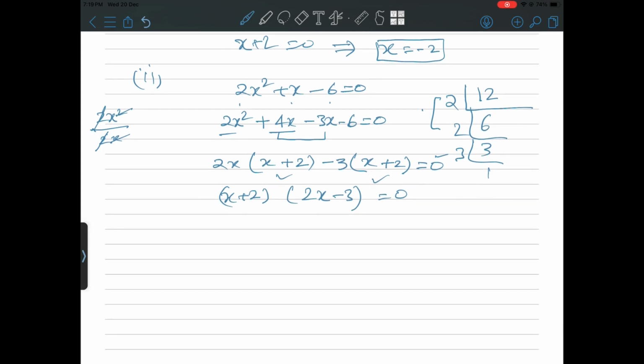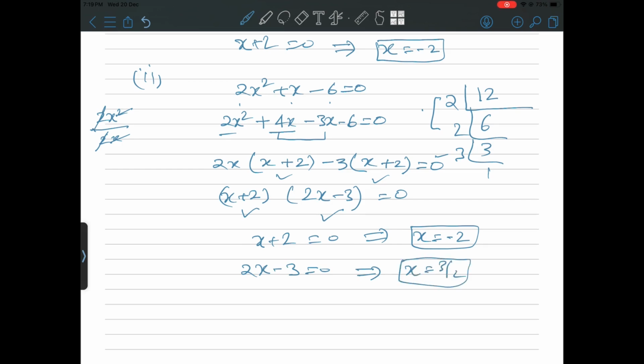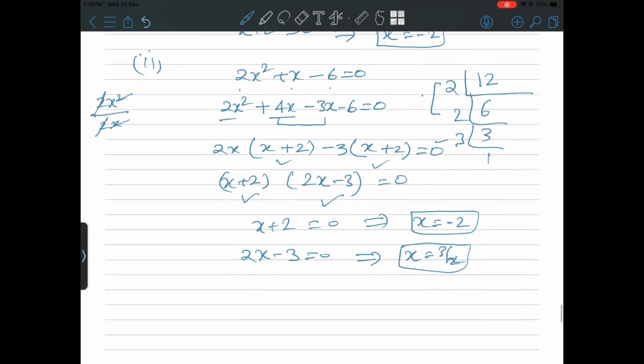It means that you have got two terms. So either this term is 0 or this term is 0. So what you can do, you can put it like this: either x plus 2 is equal to 0, which implies x equals minus 2. You got the first root. Then you can say 2x minus 3 is equal to 0, it means that x equals 3 by 2. So you got the second root. So this is how we can find the roots by the factorization method.